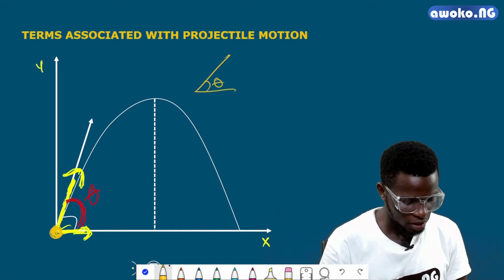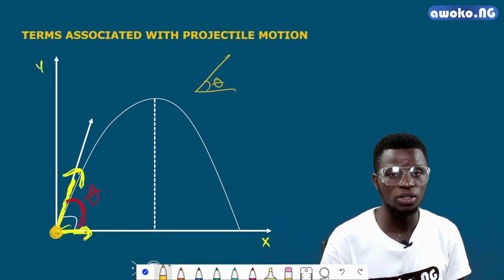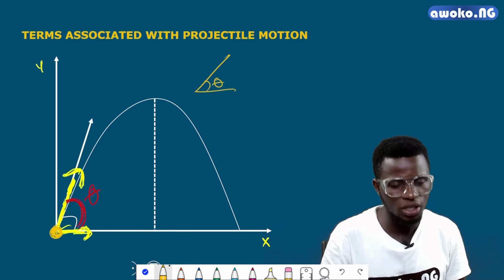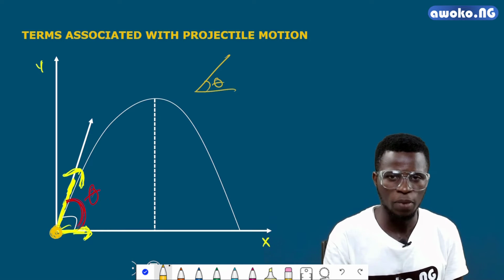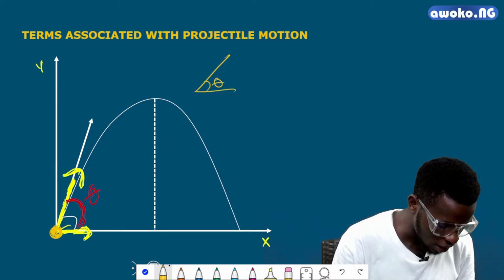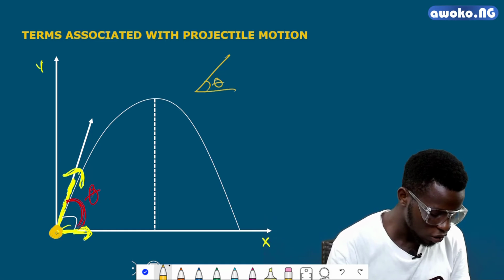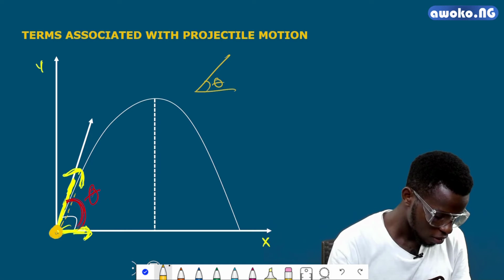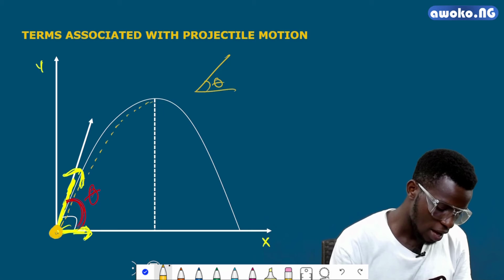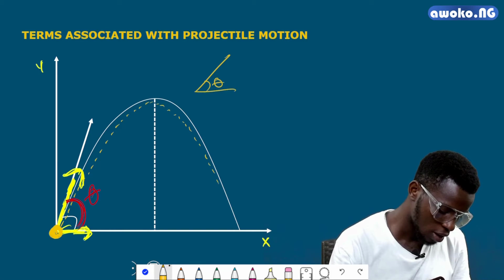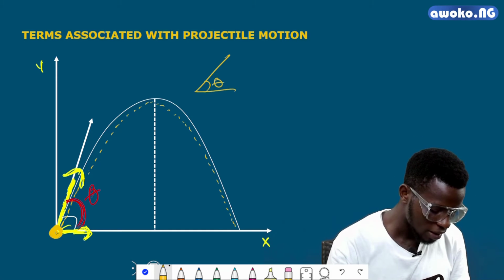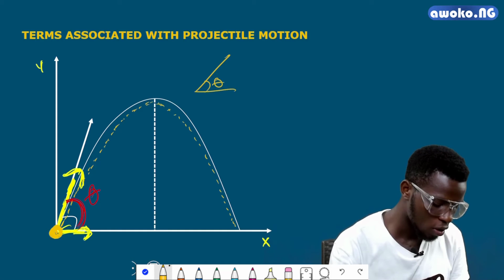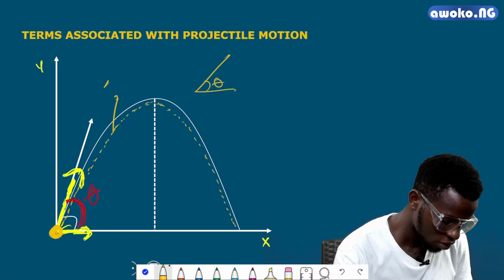Now let us consider the next term, which is the trajectory. Trajectory is the path which describes the motion of the particle. We said the particle started from this point and continued till it gets to this point and then falls down to the horizontal plane. So this path described by this particle is called the trajectory.